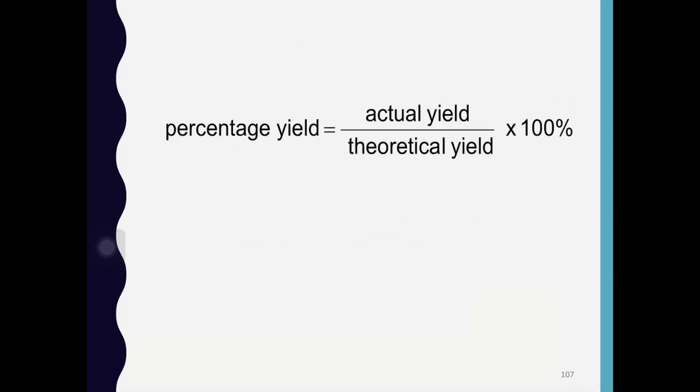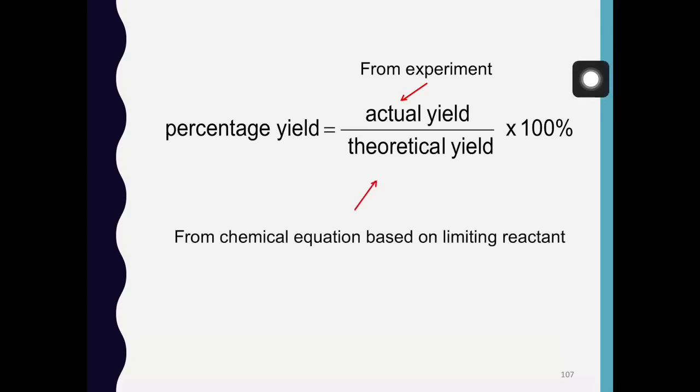So this is the equation for percentage yield. Actual yield over theoretical yield times 100. So actual yield is from the experiment. So in the question, usually it will be given. And theoretical yield is from the chemical equation based on limiting reactant. So usually actual yield and theoretical yield are in the form of mass, gram, or any quantitative value.